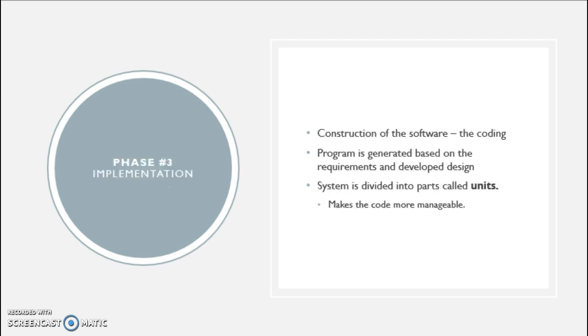The next phase is called implementation. This is the phase where the construction or creation of the actual software takes place. This is where the coding happens. The programmers working on the software use the requirements and specifications generated in the previous phases and code the applications. In addition, the system is often divided into multiple codes called units. This makes the software more manageable.